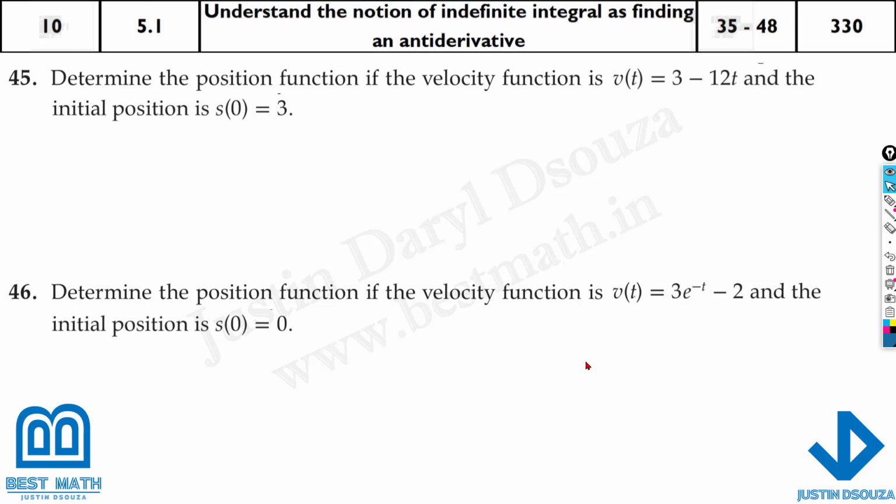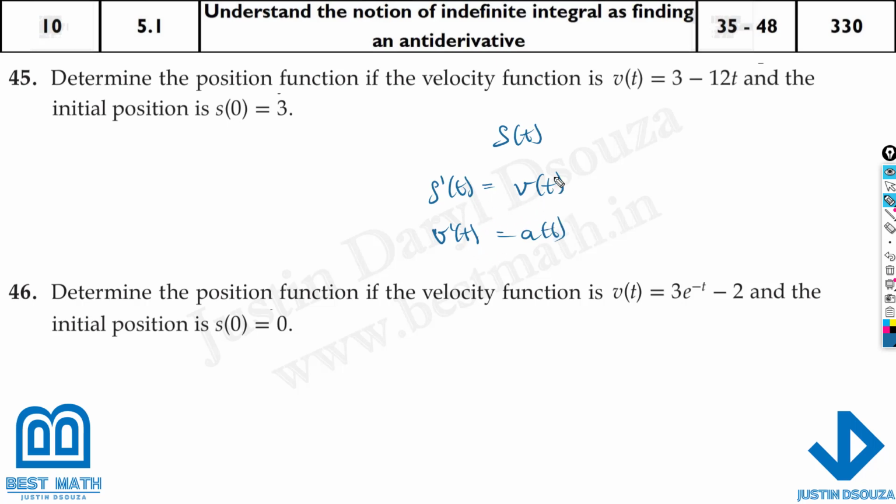Now, finally, the last 3 problems. Determine the position function if the velocity function is v of t, that's given over here, and the initial position is s. Now, in term 1, if you remember the derivatives, we had position s of t. We derived this: the derivative of s of t would be the velocity function, right? And if you derived velocity, that was the acceleration function.